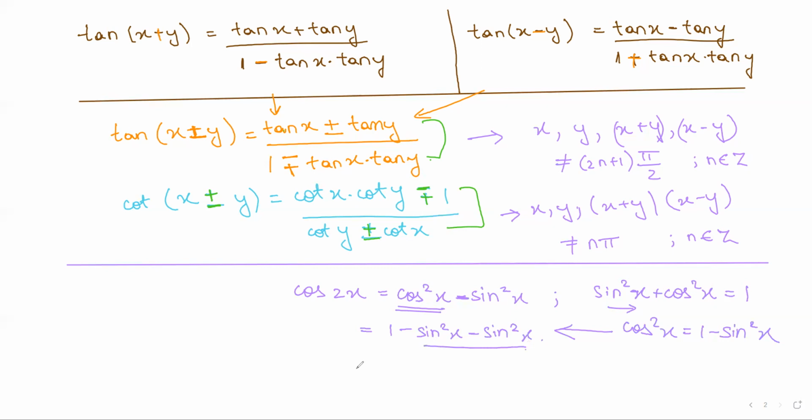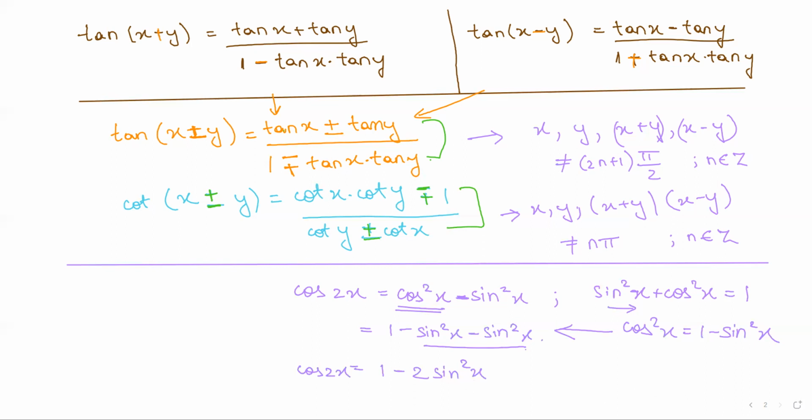This can be merged together to form 1 minus 2 times sin square x. Observe it is not sin 2x, it is sin square x. That means whatever value of sin x you have, you can just take the square of it. If you have the value, you can put it in the formula and get the value of cos 2x. That means the cos 2x value can be obtained if you know both the values of cos x and sin x, or if you know the value of sin x.